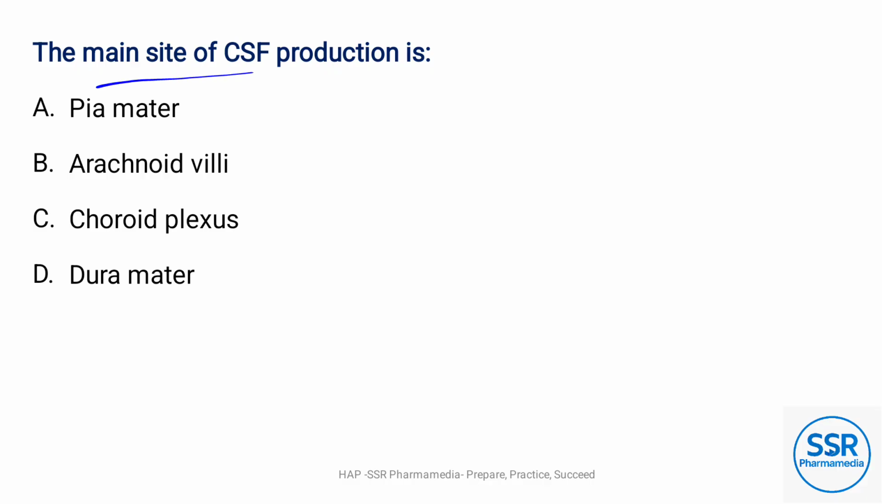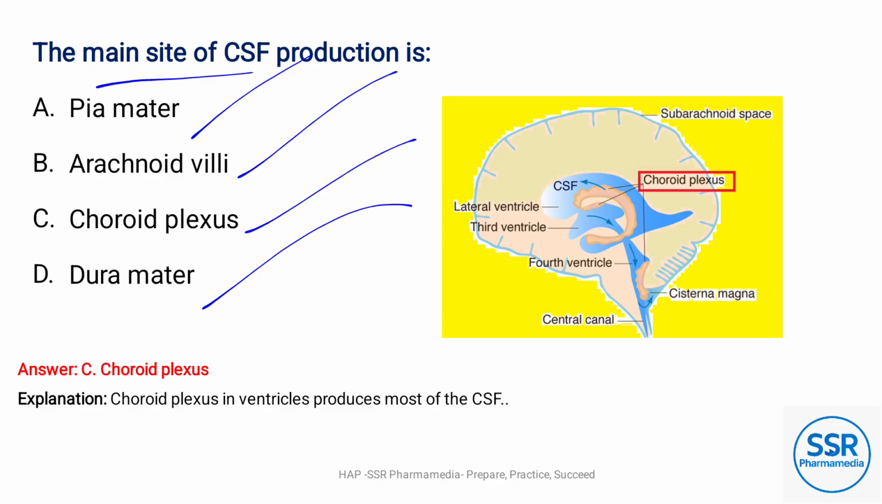Next, the main site of CSF production is option A, pia mater; option B, arachnoid villi; option C, choroid plexus; option D, dura mater. The answer is option C, choroid plexus. The choroid plexus in the ventricles produces most of the CSF, cerebrospinal fluid.